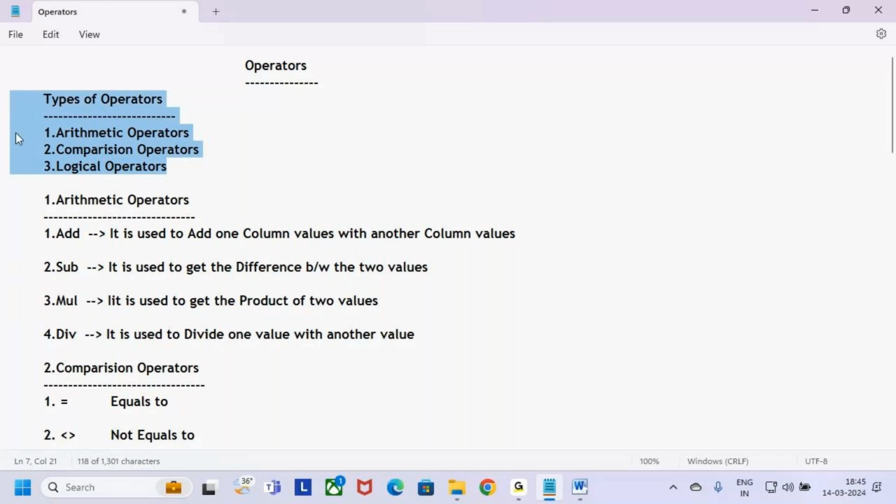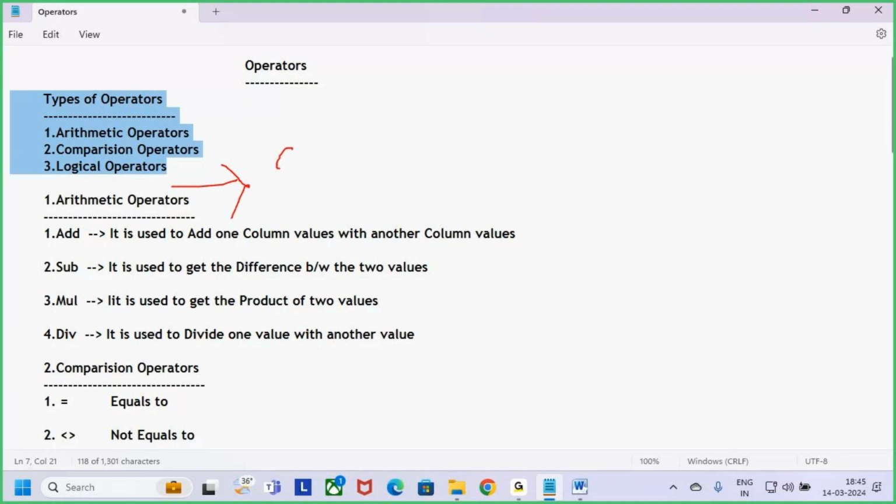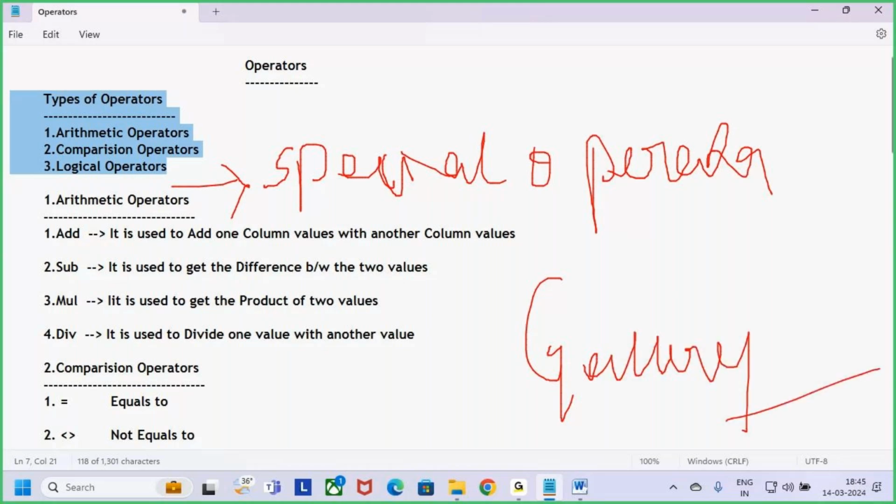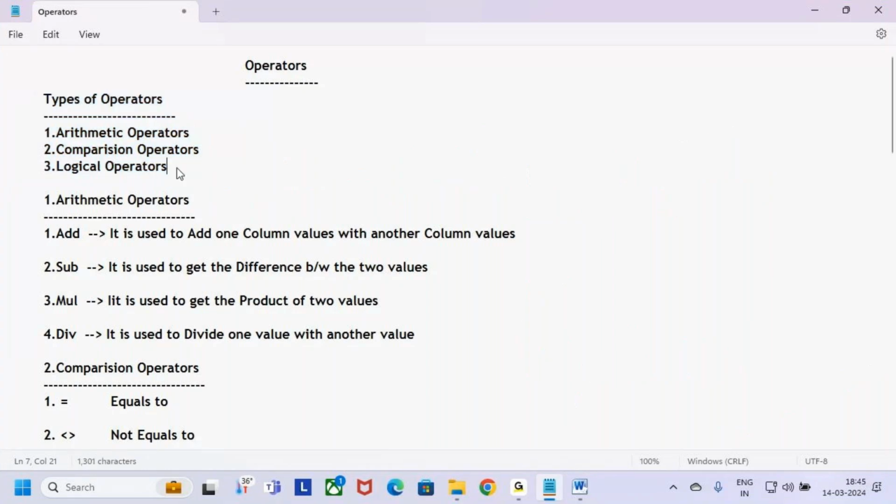And there is one more type of operator, as I said: special operators. When will we discuss these special operators? We'll discuss the special operators at the time of discussing galleries. When I'm discussing galleries, at that time you will understand the special operators, guys. For now, this is not the scenario where we'll discuss these special operators. So these are the different types of operators we have. Let me stop here today.